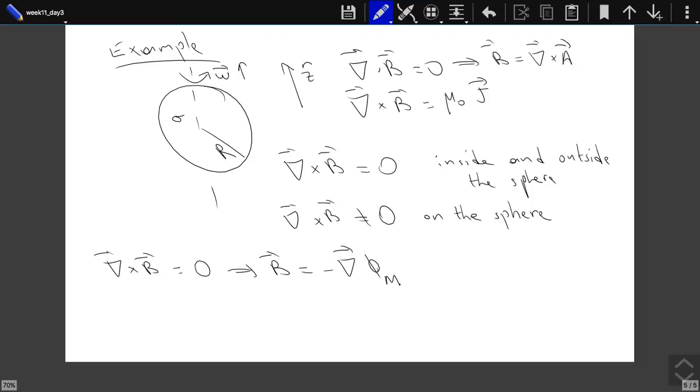Because curl is 0. Of course, I can write this outside the sphere. I can write this inside the sphere. I cannot write this on the sphere. Well, I don't really care. You see, I can write this outside the sphere, I can write it inside the sphere, solve them, and just match the B field both inside and outside.